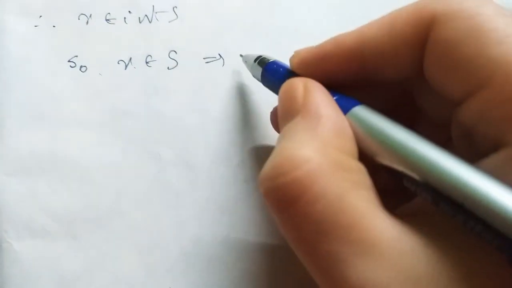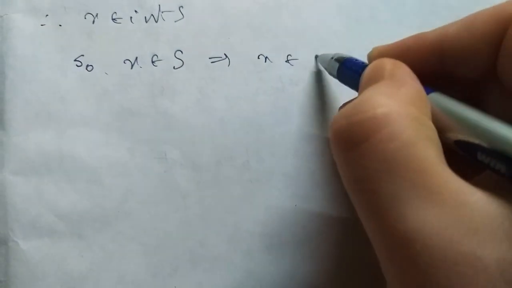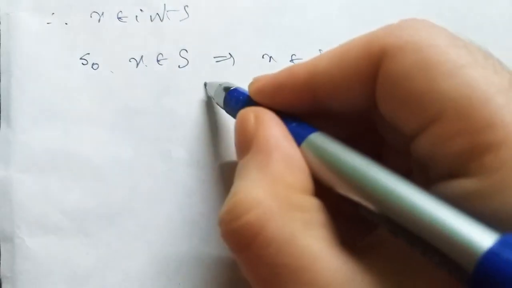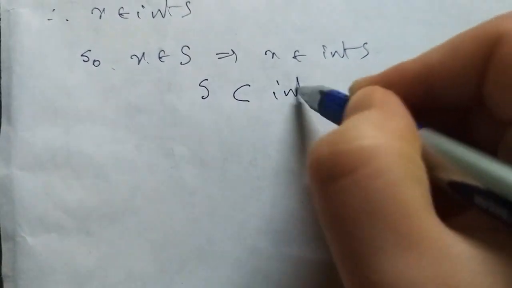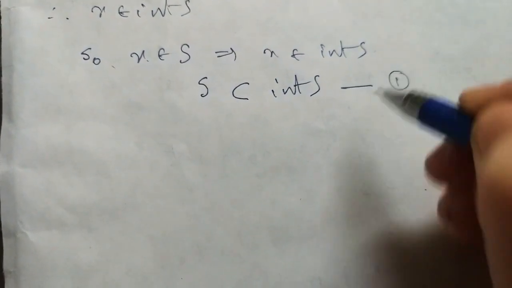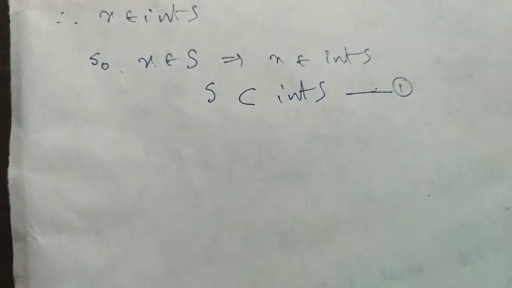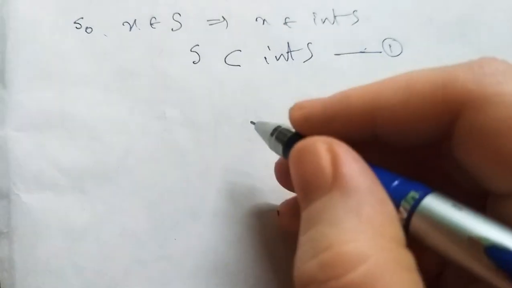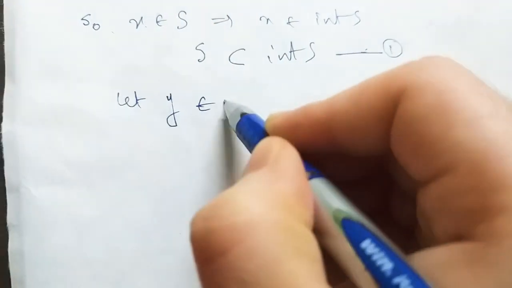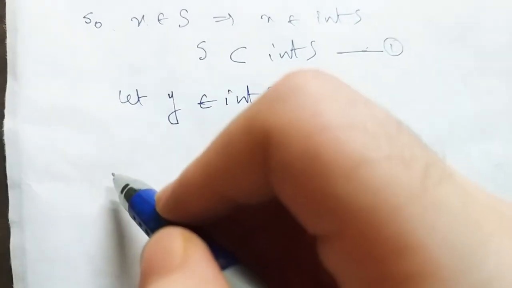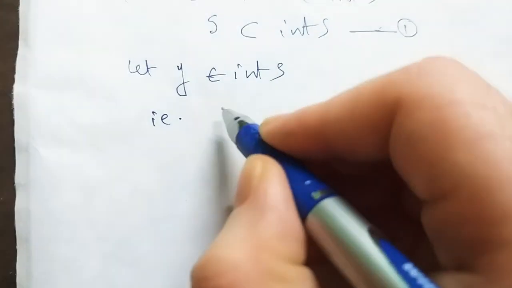So X belongs to S implies X belongs to int S. So S is a subset of int S. We name it 1. We have to prove S equals to int S. So let Y belongs to int S be a point. Then that is Y is an interior point of S.